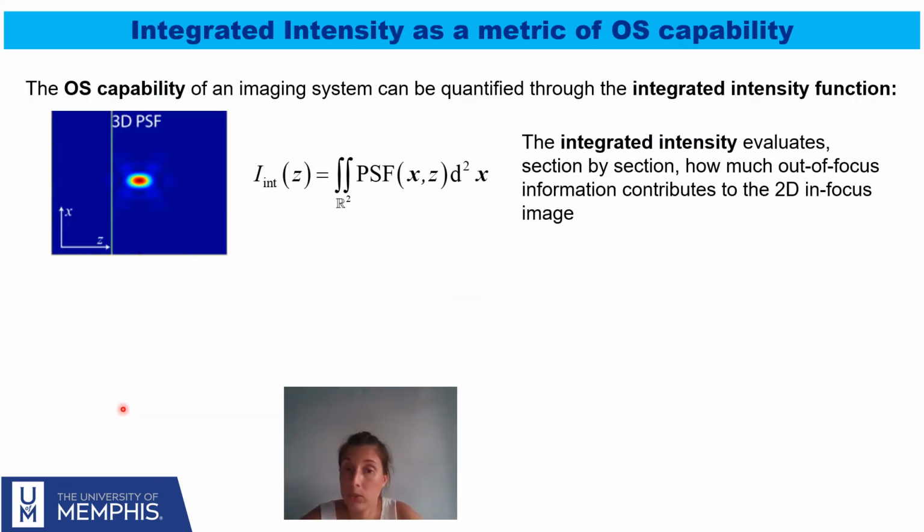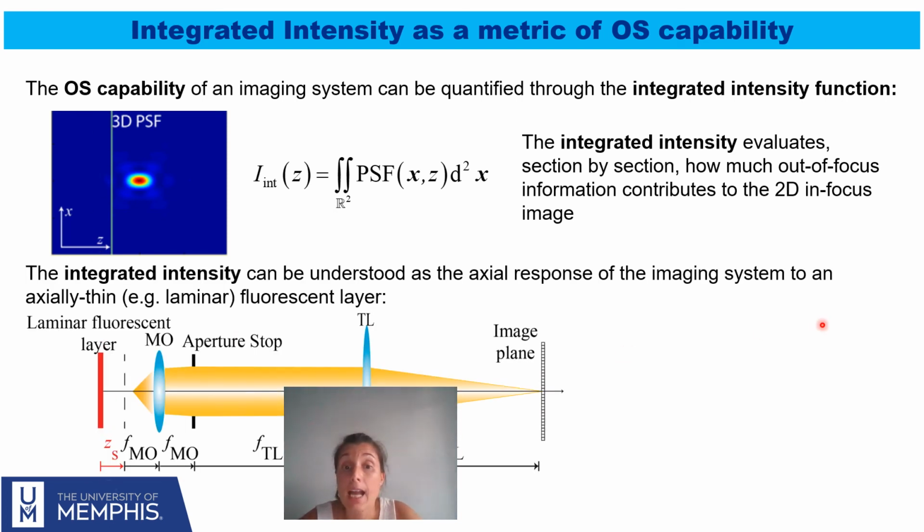So another way to know that the system does not have optical sectioning capability is with the integrated intensity. The integrated intensity is just the sum of the PSF integrated along the x-axis. So this is the 3D PSF. This is the axial coordinate and this is the vertical. So what we're going to do is, for every z position, get the sum of all the points of the 3D PSF.